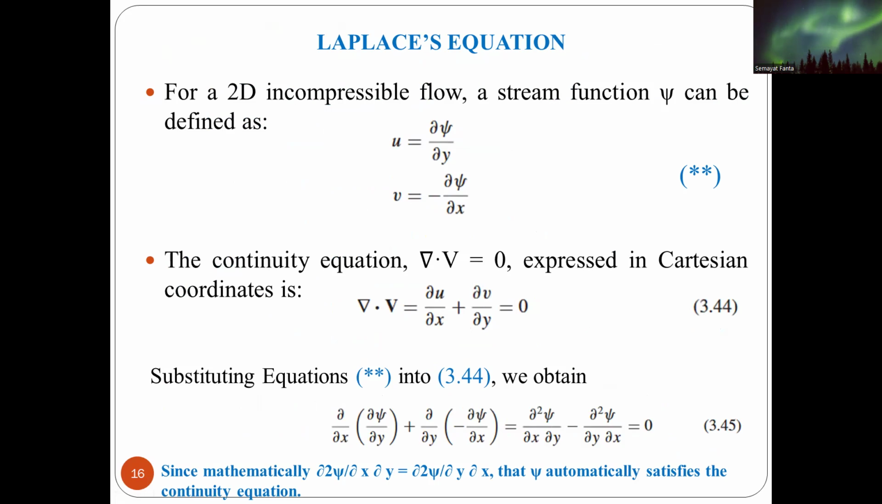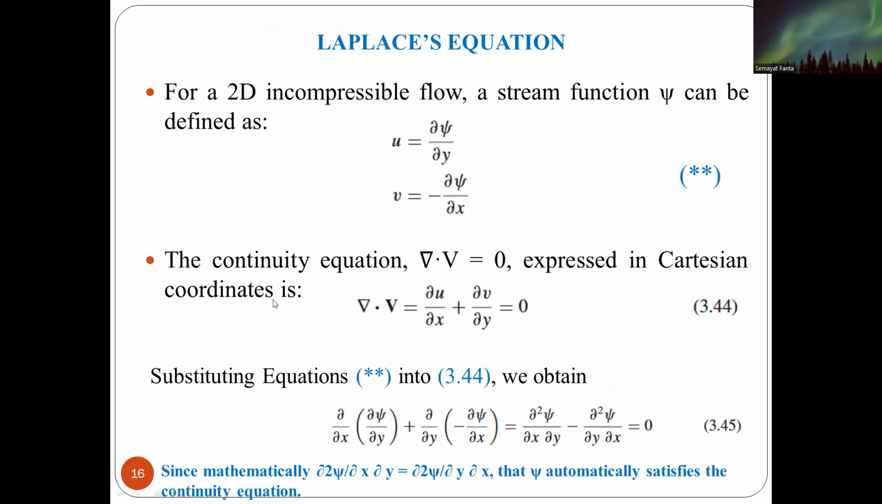Now for our Laplace equation for two-dimensional incompressible flow, we can define the stream function. Previously, phi was the velocity potential function. Now psi is the stream function, defined as d psi dy, which equals the x component of velocity u, and minus d psi dx, which gives us the y component of velocity v. This is the definition of the stream function.